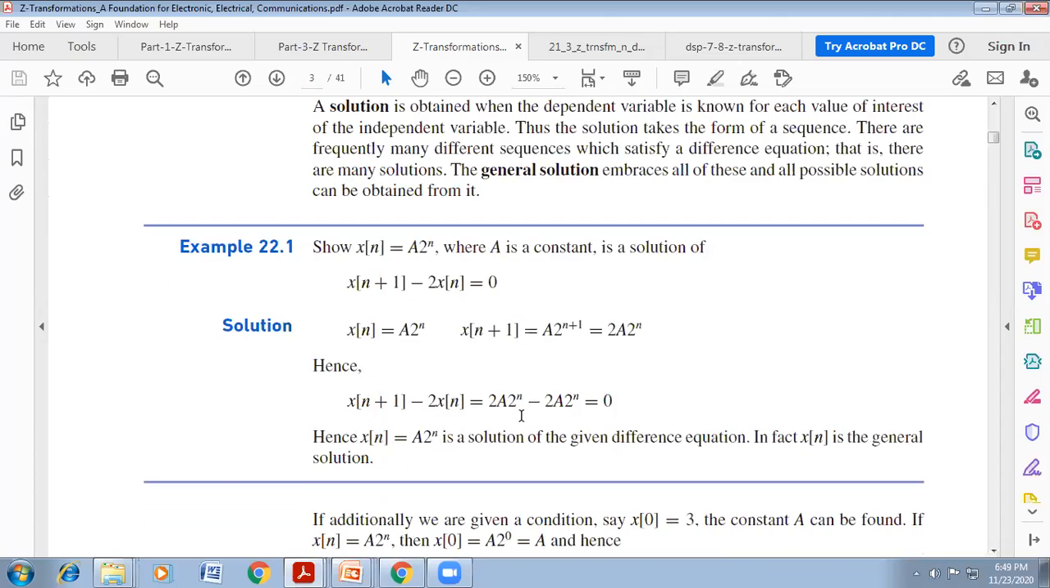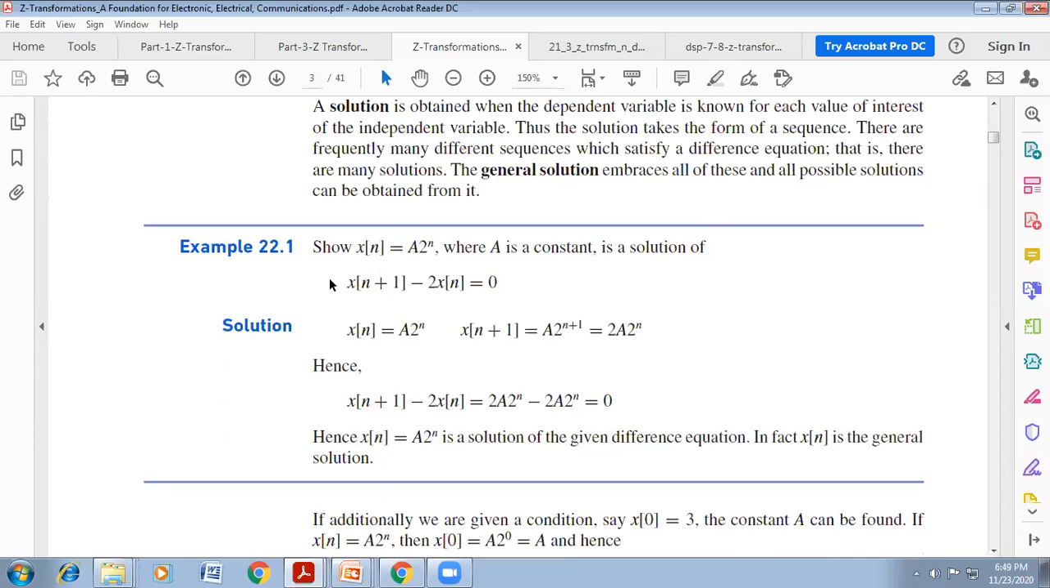Suppose there is an example where we can study the solution of difference equations, not differential equations. Show that x[n] equals a into 2 to the power n, where a is a constant, is a solution of this.